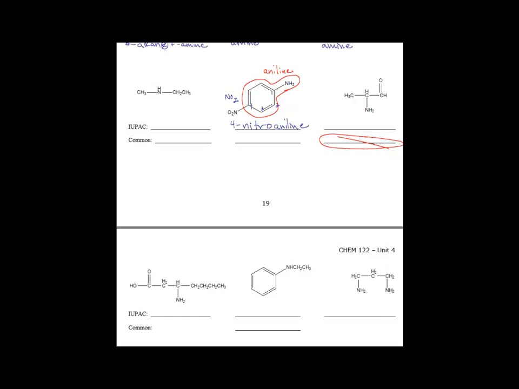So just be familiar with those. Now since there are two groups coming off a benzene ring, I can also use ortho, meta, and para. So which would this be? Ortho, meta, or para? Para. So para-nitroaniline.